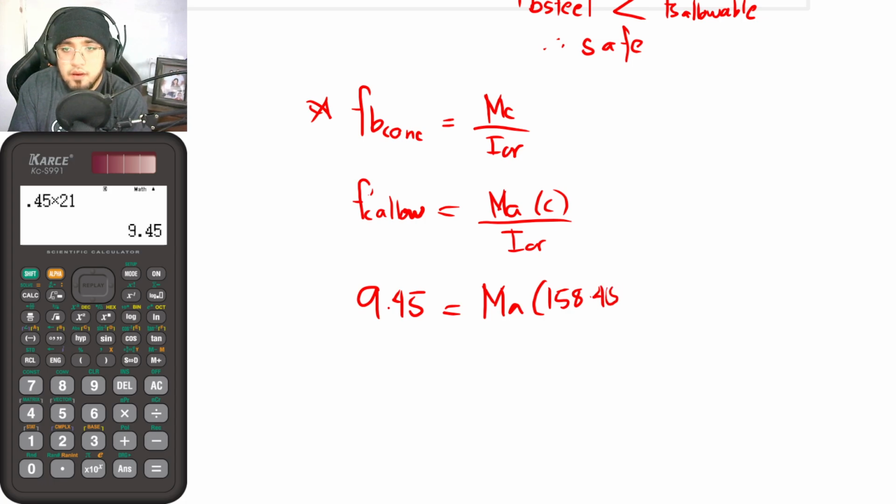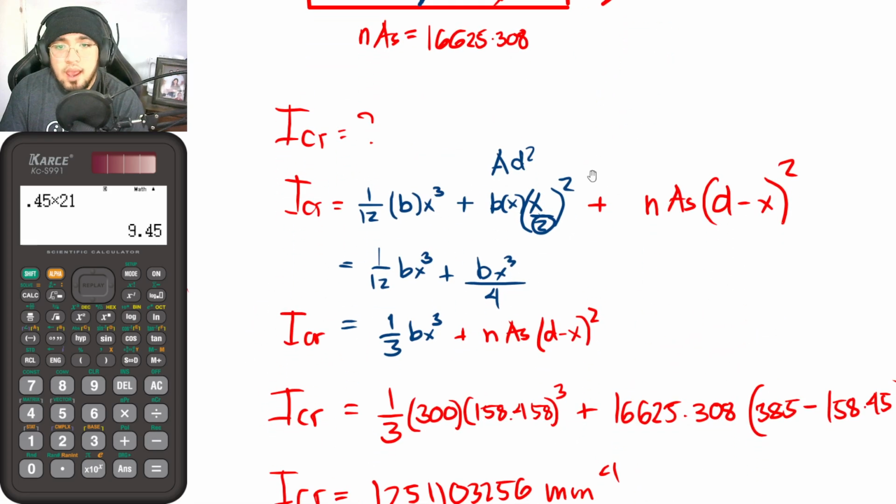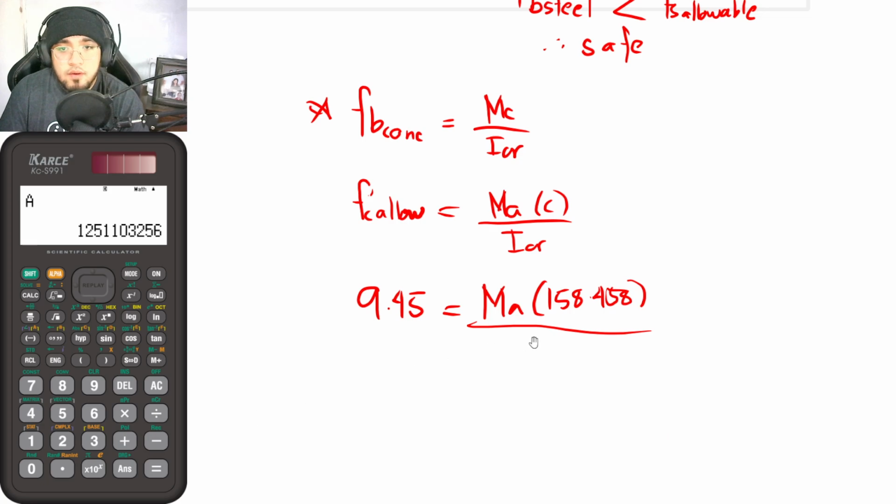Sorry, 458 divided by the cracked moment of inertia. And if you can remember from previously, I have actually stored it in A. So if this is now our cracked moment of inertia, and I am now to recall A, that is 125,110,3256. So from that, this is now the value of A.